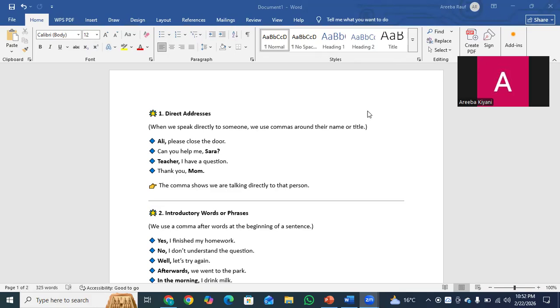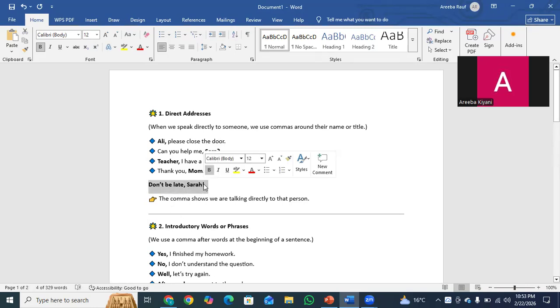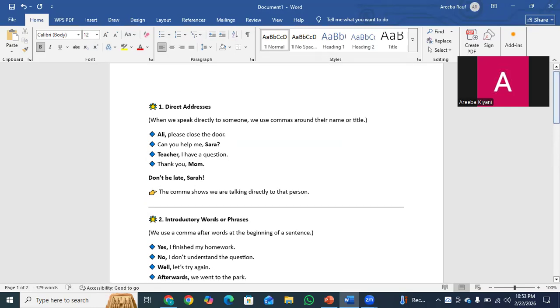Question mark. Like this, I can show you with an example also. For example, we have the sentence: don't be late, Sarah. It simply means that I asked Sarah directly, please don't be late, and we put a question mark or exclamation mark after this. It means direct address simply means that we are talking to someone directly.